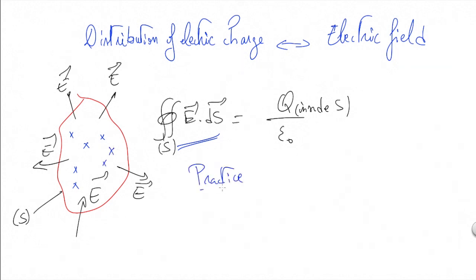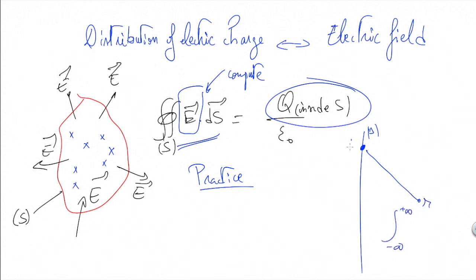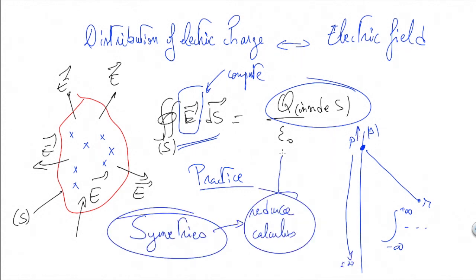In practice, we often use this to indirectly compute the electric field when the inside charge is easy to know. For example, we can compute the field created by an infinite line of charge, and instead of doing it with complicated integrals for ρ going from minus infinity to plus infinity, we would simply benefit from symmetries to reduce calculus and simply use the flux theorem to compute E.